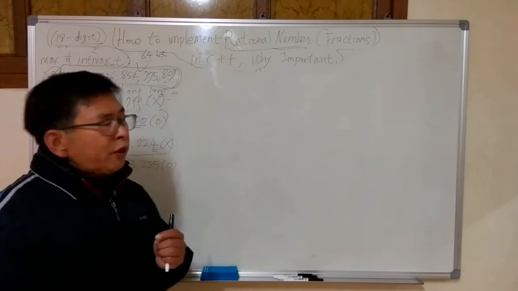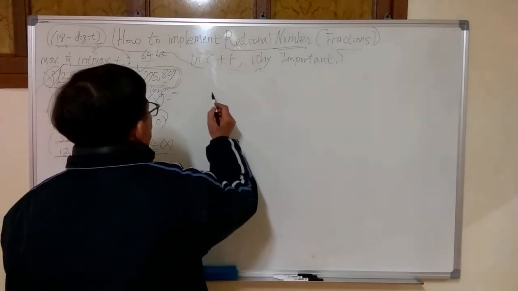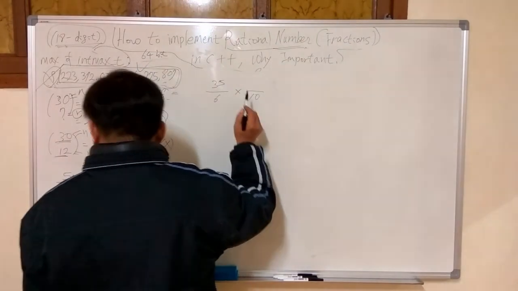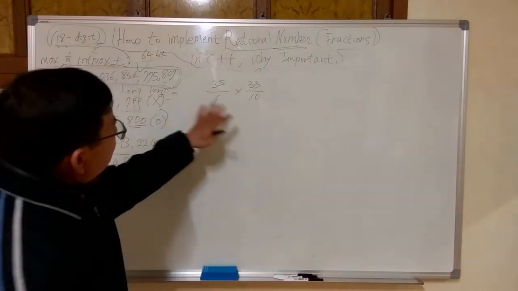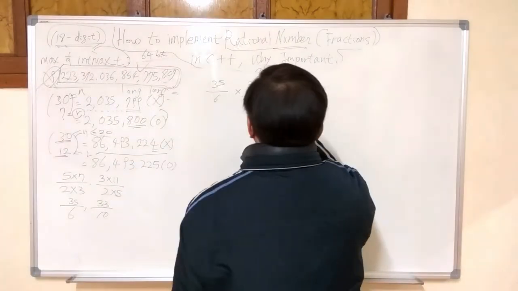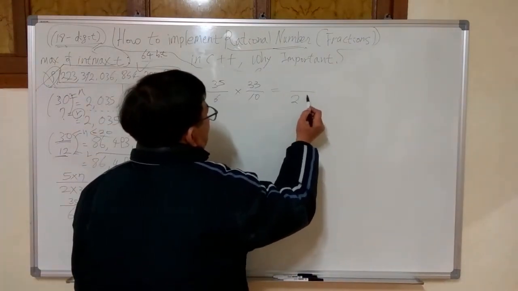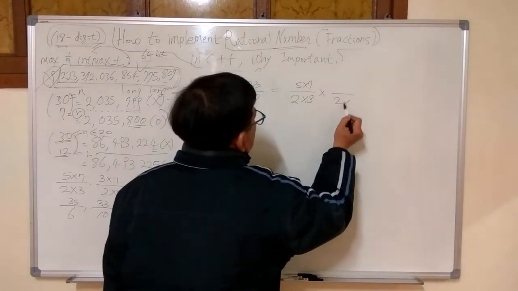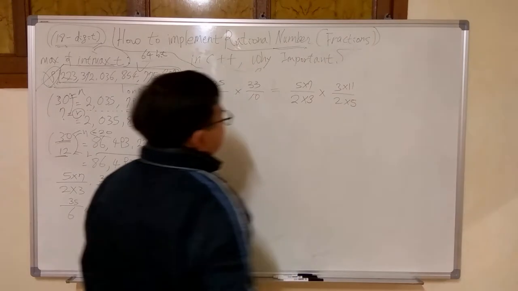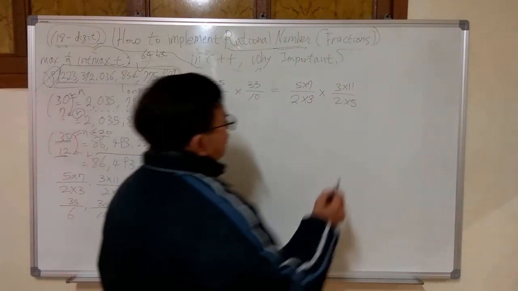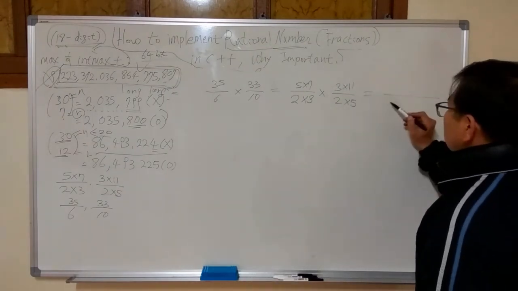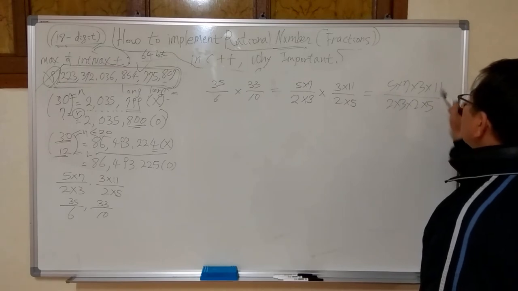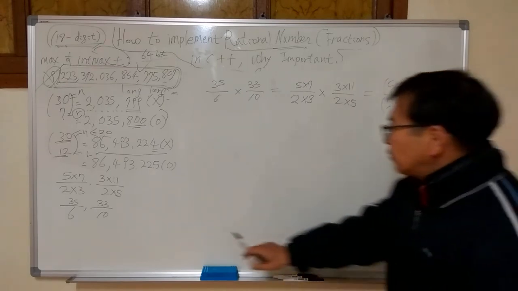Now we are going to learn rational number multiplication. Suppose we have two numbers such as 35 over 6 times 33 over 10. We are multiplying two rational numbers like this. Then we can set it like this: 5 times 7 over 2 times 3, times 3 times 11 over 2 times 5. We should not multiply straight across like this. In a computer, if we do like this, we get overflow. We cannot do like this.